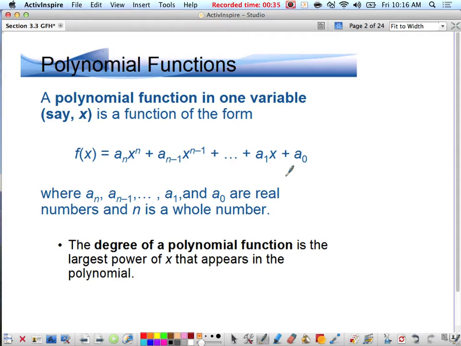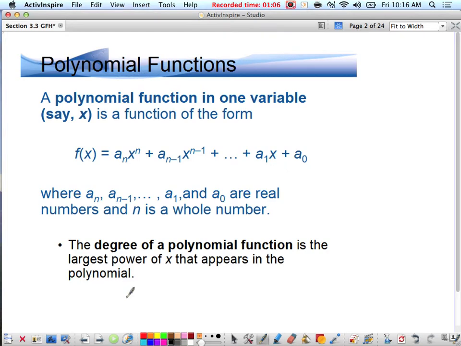Basically, what they're telling you is that as long as it doesn't have any radicals or any variables in the denominator, as long as the exponents are all whole numbers, like x to the 1, x to the 2, x to the 3, it's considered a polynomial. So technically, lines and quadratics are considered polynomials. Now, today we're just going to look at some higher degree polynomials. Now, the degree of a polynomial is the largest power of x that appears in it.